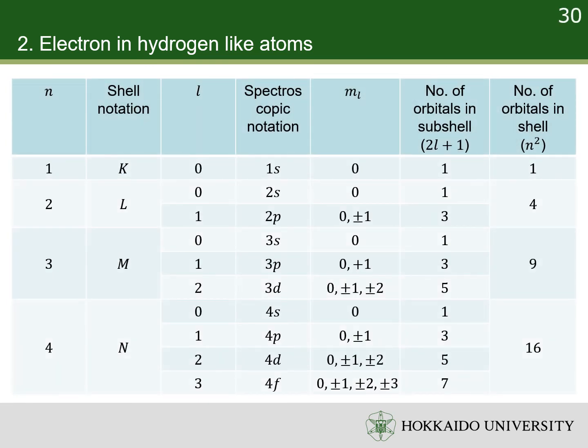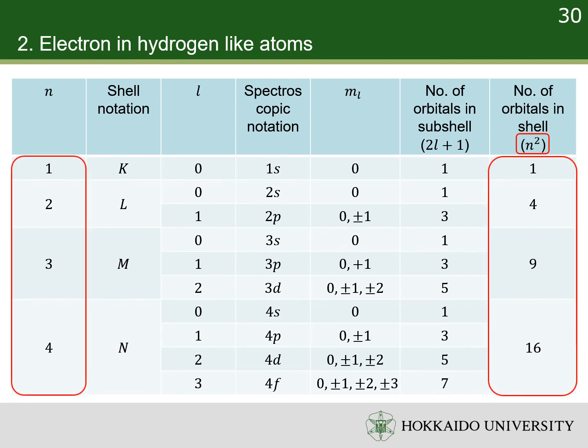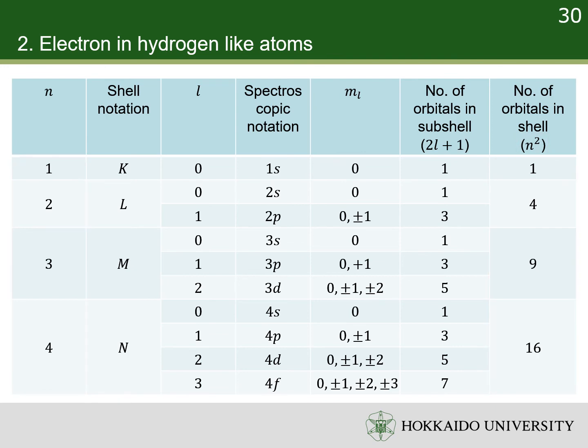In this table, I summarized all the important information about hydrogen atom orbitals. Note that the number of orbitals in a subshell is 2l plus 1. For instance, when l equals 0, 1, 2, or 3, the number of orbitals in the subshell is 1, 3, 5, or 7 respectively. The number of orbitals in a shell is n squared. For instance, when n is 1, 2, 3, or 4, the number of orbitals in the shell is 1, 4, 9, or 16 respectively. Please try to prove these relations by yourself.